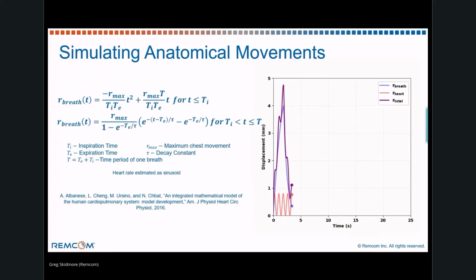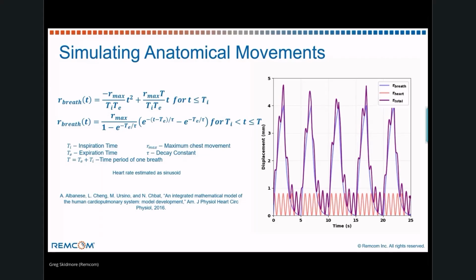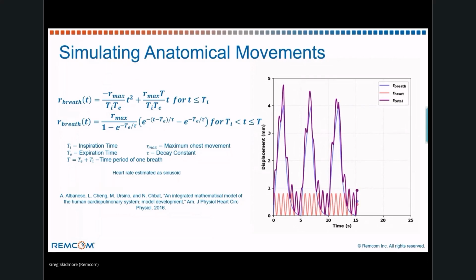Now, after we have this measured data, we want to simulate this breathing human. So what we did was we pulled an anatomical breathing model from the literature and estimated the heart rate as a sinusoid and overlapped those two. The purple line here, R total, is the displacement from the breathing and the heart together. And so you can see you have this displacement of the chest, shoulders with just breathing, and a little part of the stomach moving with that breathing and heart rate.